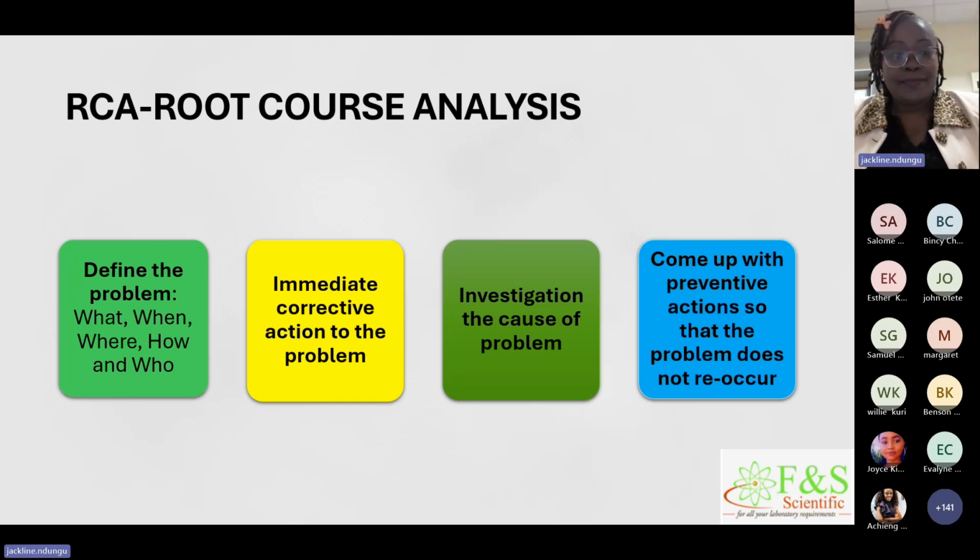And this strictly, I'll talk about QC, because when you have seen your QC has failed and you're looking at what the problem is, please define it. What happened? When did it happen? Is it in hematology, biochemistry? What really exactly happened? And when we say who, we are not looking at being punitive on that stuff.